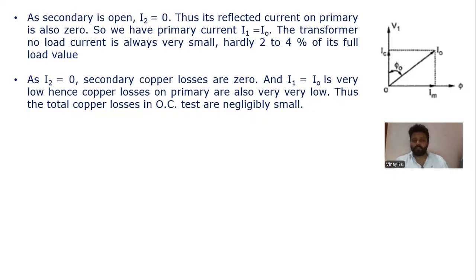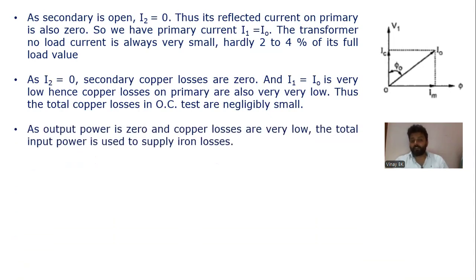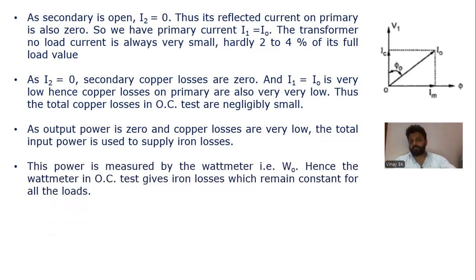As I2 is zero, copper loss is also zero, but iron loss will be present. As output power is zero and copper loss is very low, the total input power will be used as iron loss. This power is measured by the wattmeter W naught, hence the wattmeter on open circuit test gives only iron loss with a negligible copper loss for all the loads. So W naught, that is the no load power, is nothing but iron loss. Vice versa in case of short circuit.